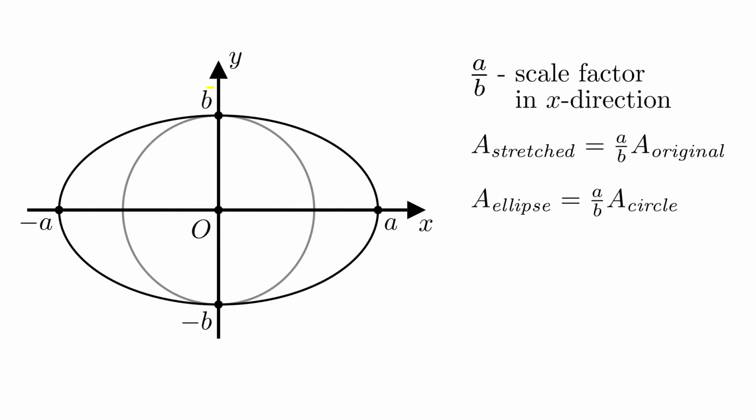The radius of the circle is b, so the area of the ellipse is equal to a over b times pi b squared, which is equal to pi ab. That is the formula for the area of an ellipse.